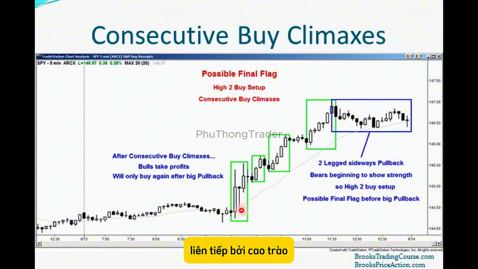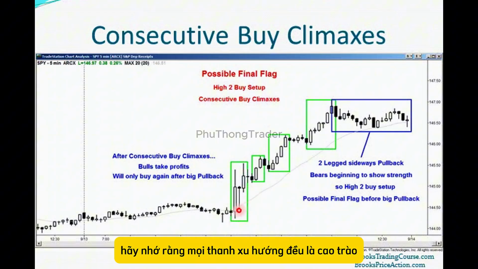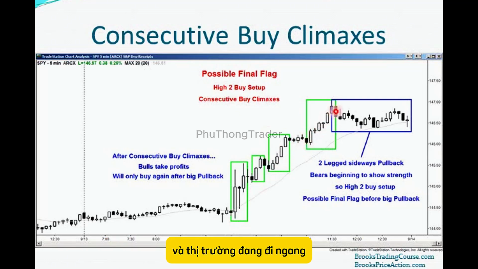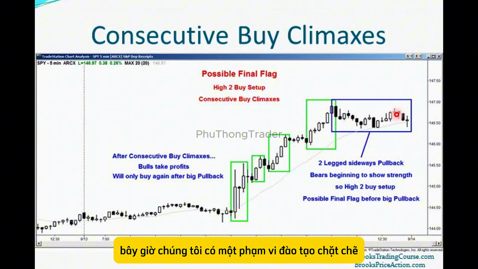Consecutive buy climaxes. Remember, every trend bar is a buy climax. Every series of trend bars is a buy climax. So each of these green boxes is a buy climax. And now we've had a series of 4 consecutive buy climaxes, and the market is going sideways. So after an overextended bull, now we have a relatively tight trading range.